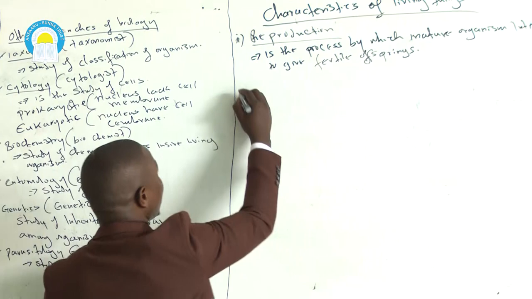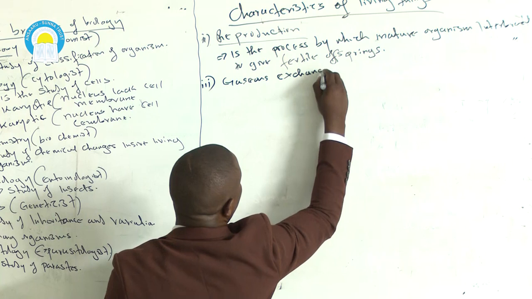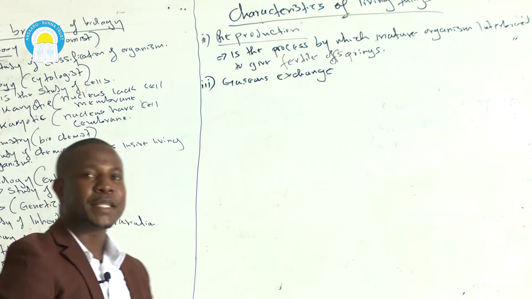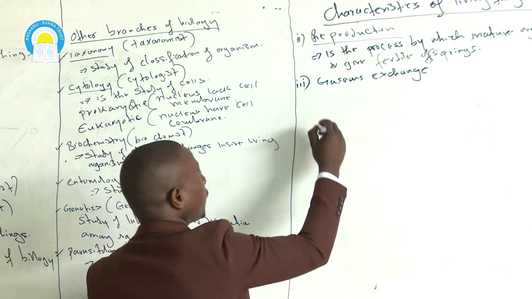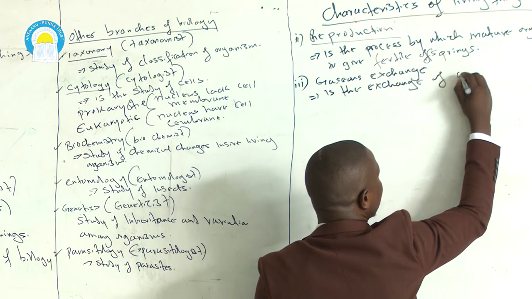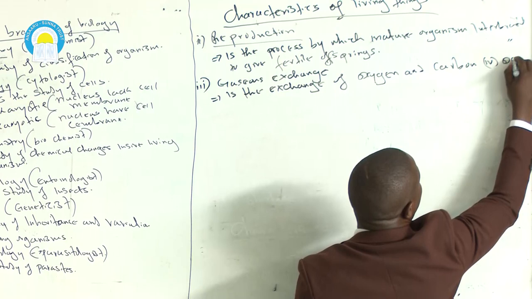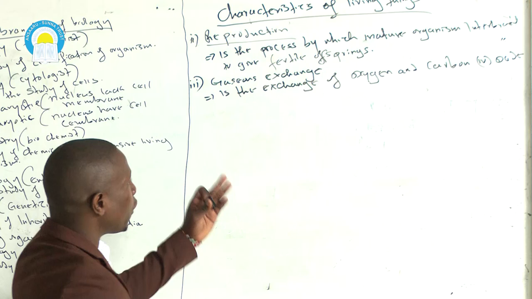Number three is called gaseous exchange. Gaseous exchange is the process where we take in oxygen and give out carbon dioxide. So the process is the exchange of oxygen and carbon dioxide in our body.